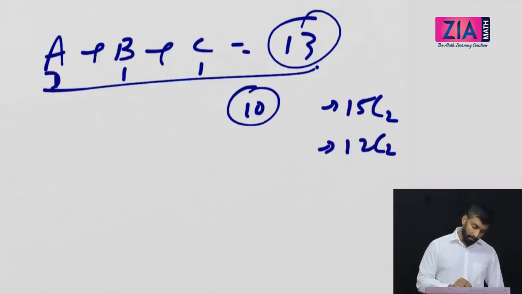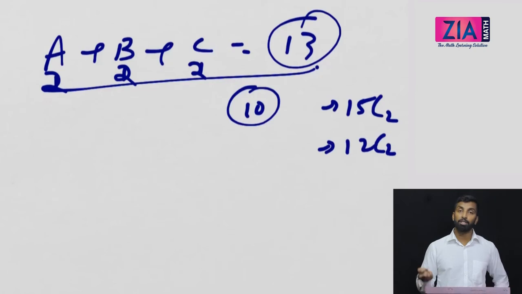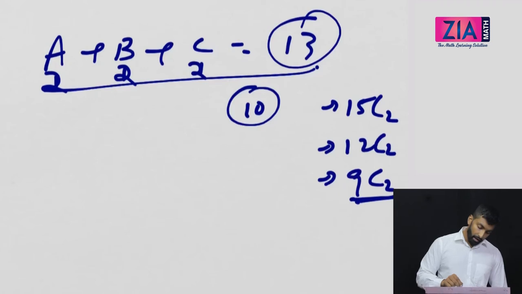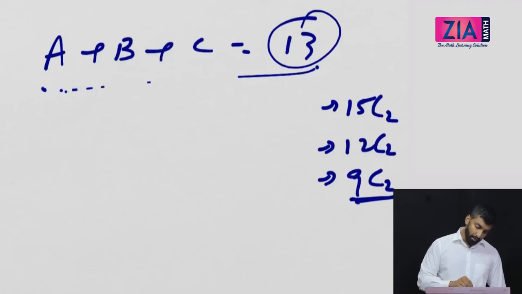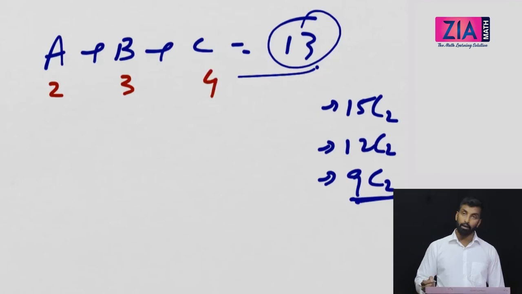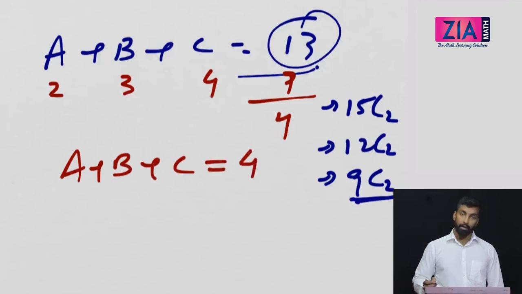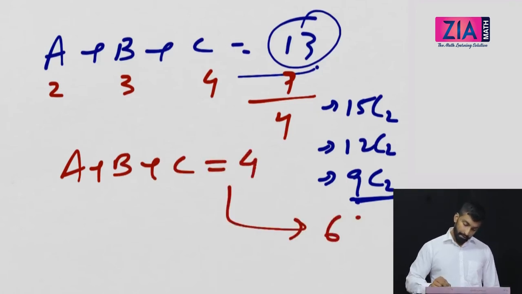If the lower limit is given as 2, 2, 2, meaning all should get at least 2, then give 2 to each. Then 6 is gone. What is left out? 7. That you can distribute in 9C2 ways. Now if you have different lower limits, you satisfy the condition, like 2 here, 3 here, 4 here. So 9 is given, what is left out? 4 is left out. Now distribute this 4 in the same way. Now your answer is 6C2.